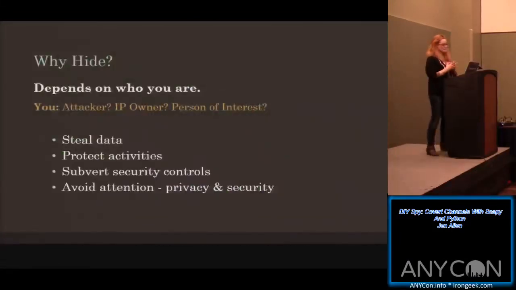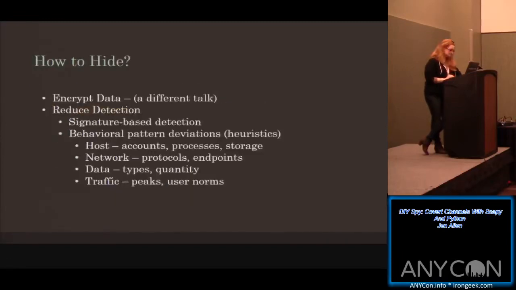Okay, first of all, why are we hiding? There's a lot of reasons to hide, a lot of reasons to use covert channels. Usually when you say you're using a covert channel, you're either a spy or a bad guy. That's like the two assumptions there. But in reality, you may be an attacker, you may be stealing data. You may actually want to protect intellectual property or some form of data that you can't risk exposure of. You might be subverting security controls. You also might just be attempting to avoid attention. So if you're a person of interest and you want to protect your data or your communications, you may want to not only use encryption, but also reduce detectability.